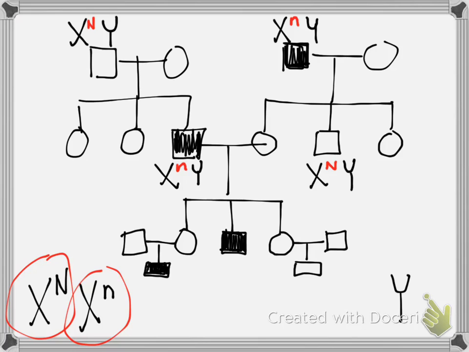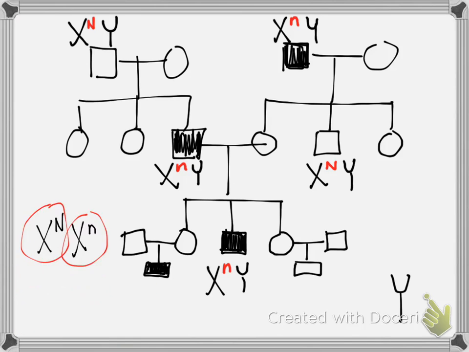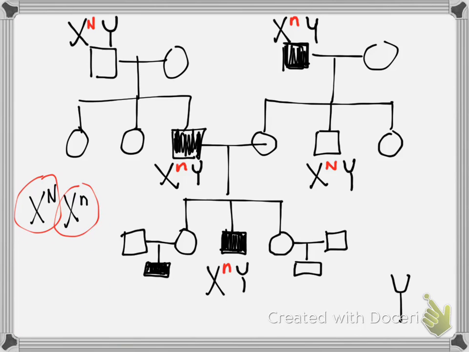We're doing color blindness. Okay, this guy, XY, did he get the X big N or the X little n? Little n, because he is affected. He is colorblind. Okay, what about this guy? X little n. We've got a few males we've missed over here. We have XY and XY. Yeah, those guys are both X big N.